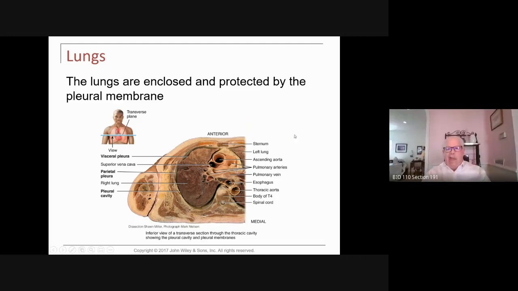All right. Each lung is enclosed and protected by a serous membrane. This serous membrane is called the pleural membrane. You will learn next week about disease and trauma that interrupts that membrane. Okay? And those are called pneumothoraces. And there's going to be a group who will talk to you about pneumothoraces. All right?